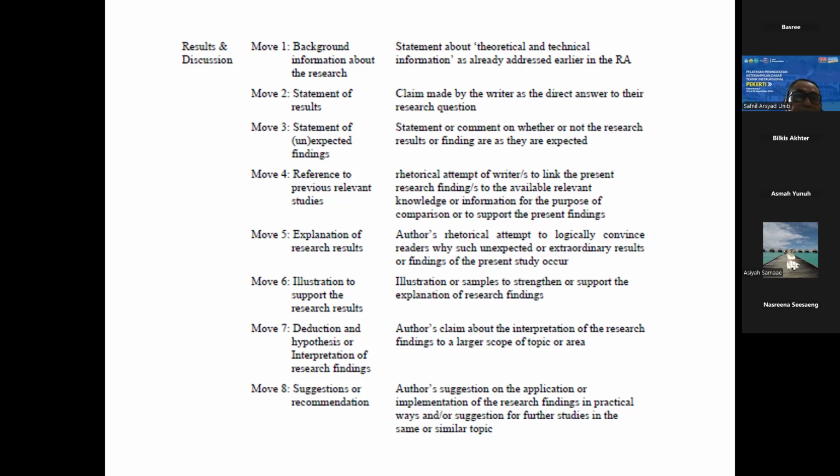As you can see here, the discussion section may have up to six moves. Moves 7 and 8 are often addressed in the conclusion section. So move one is the background information, and usually authors restate the objective of the study or the research question one by one. And then in move two, the authors address the results for the first research question or objective.